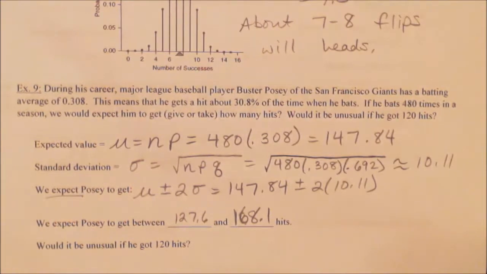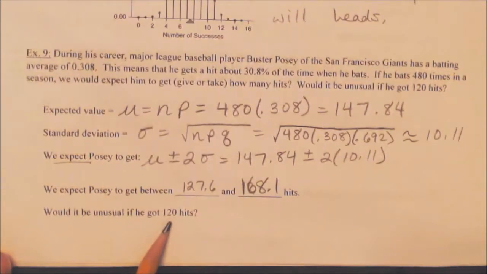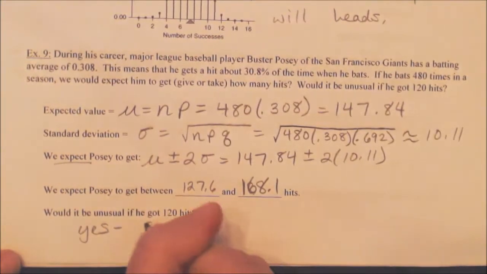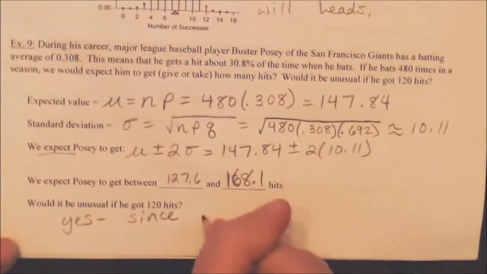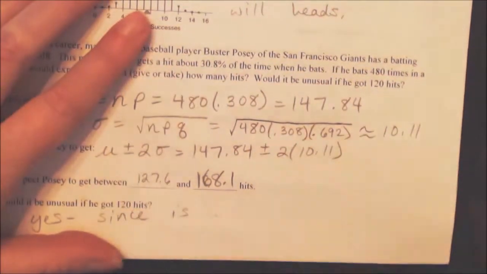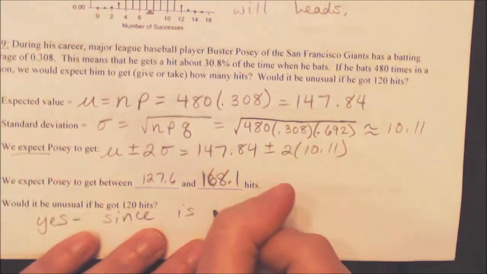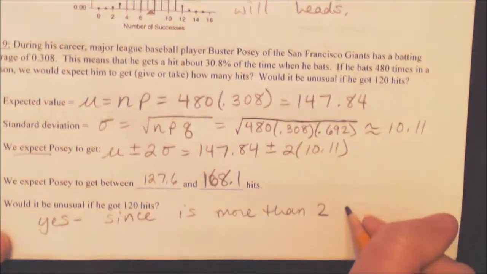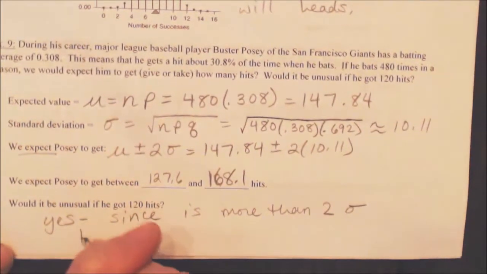So would it be unusual if he gets 120? Well, remember our cutoff is 2 standard deviations. If he gets 120, he's below 2 standard deviations, because this was 2 standard deviations below the mean. So yes, this would be unusual since 120 is outside of 2 standard deviations, or more than 2 sigma below the mean.